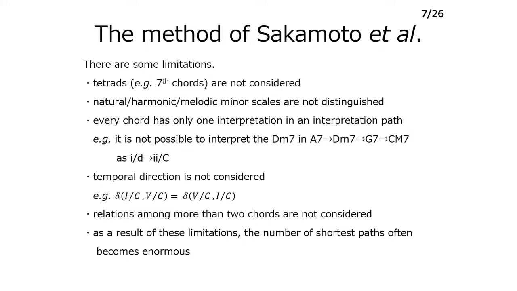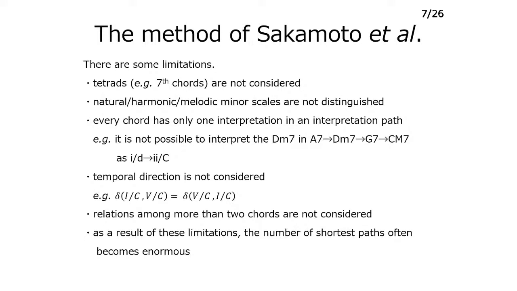For example, for the sequence A 7th, D minor 7th, G 7th, C major 7th, we may want to interpret A 7th and D minor 7th are on the D minor key, and D minor 7th, G 7th, and C major 7th are on the C major key. So D minor 7th here is acting as a pivot chord. These kinds of key modulations are common in jazz, but it's impossible to interpret this way.